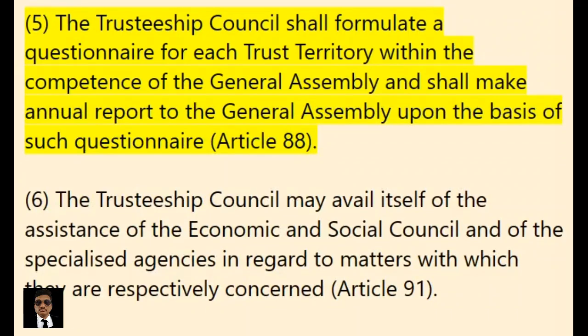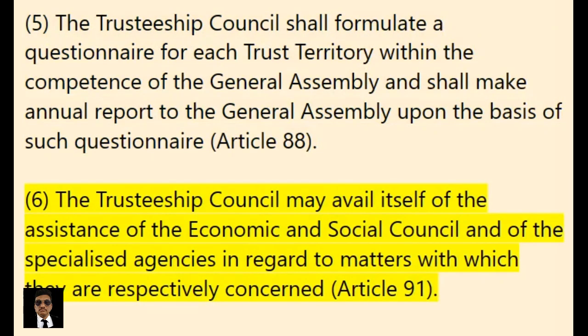5. The Trusteeship Council shall formulate a questionnaire for each trust territory within the competence of the General Assembly and shall make an annual report to the General Assembly upon the basis of such questionnaire. Article 88. 6. The Trusteeship Council may avail itself of the assistance of the Economic and Social Council and of the specialized agencies in regard to matters with which they are respectively concerned. Article 91.